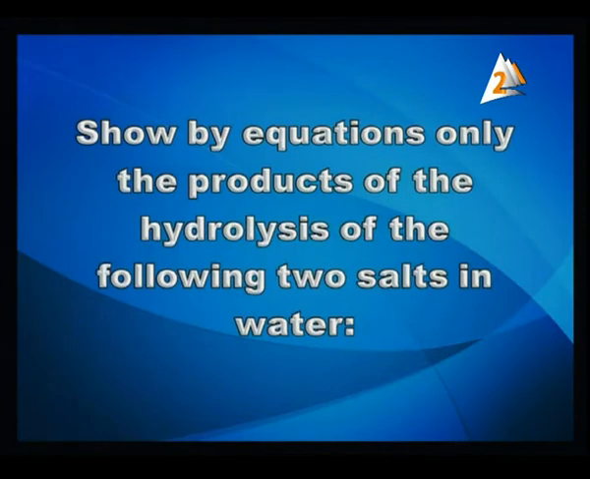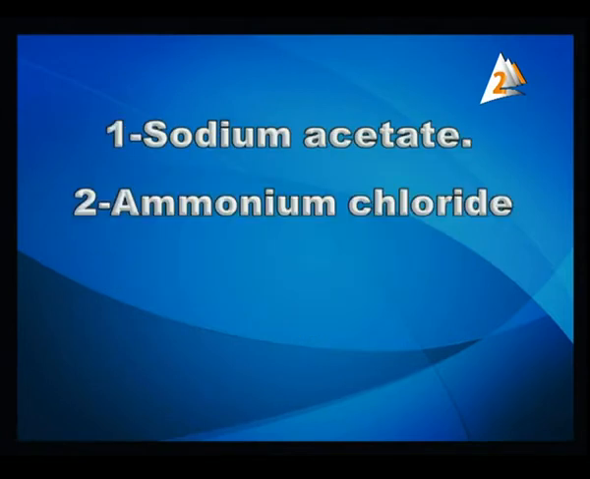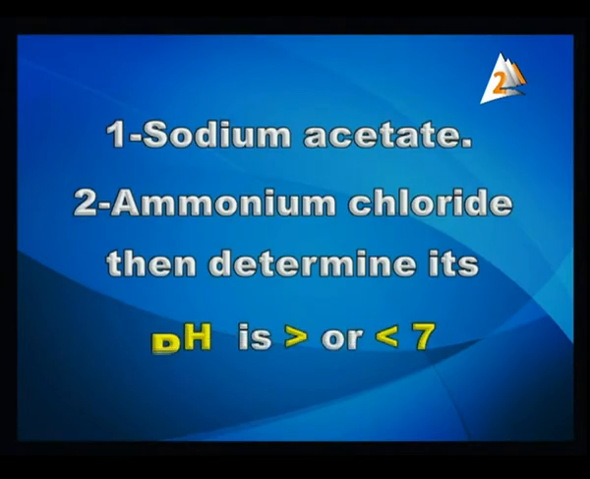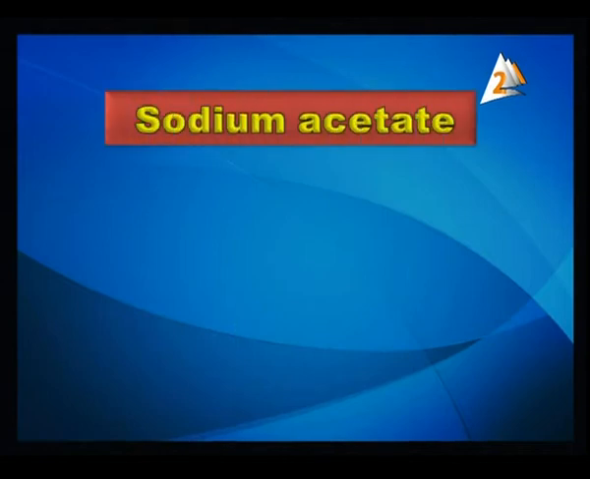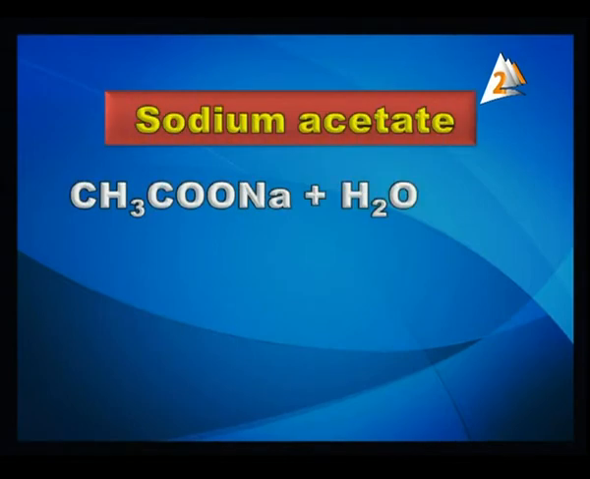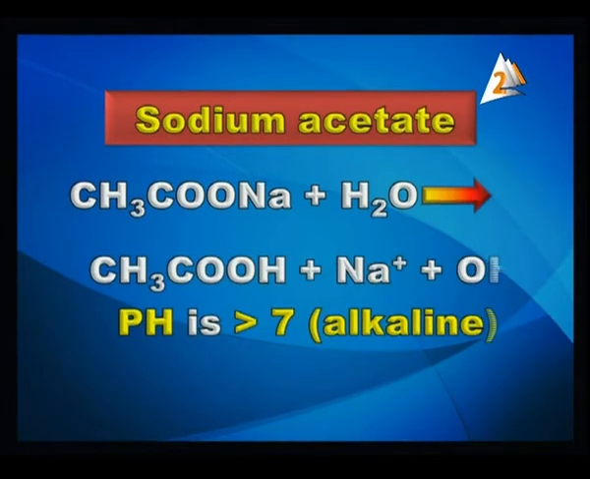Next type of question, show by equation only the products of the hydrolysis of the following two salts in water: sodium acetate and ammonium chloride. Then determine its pH. Is it greater or less than 7? The sodium acetate, as the equation proceeds on the screen, gives weak acid, acetic acid, and sodium ion and hydroxide ion. So pH is more than 7, so it is alkaline.